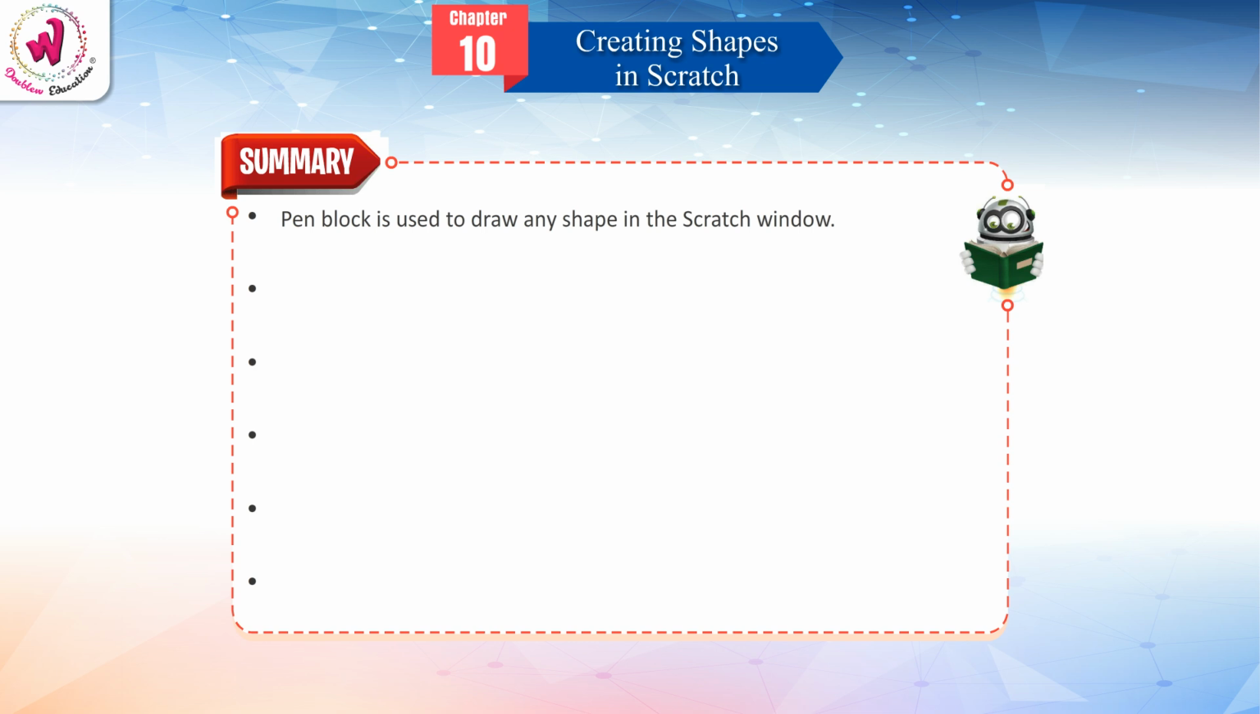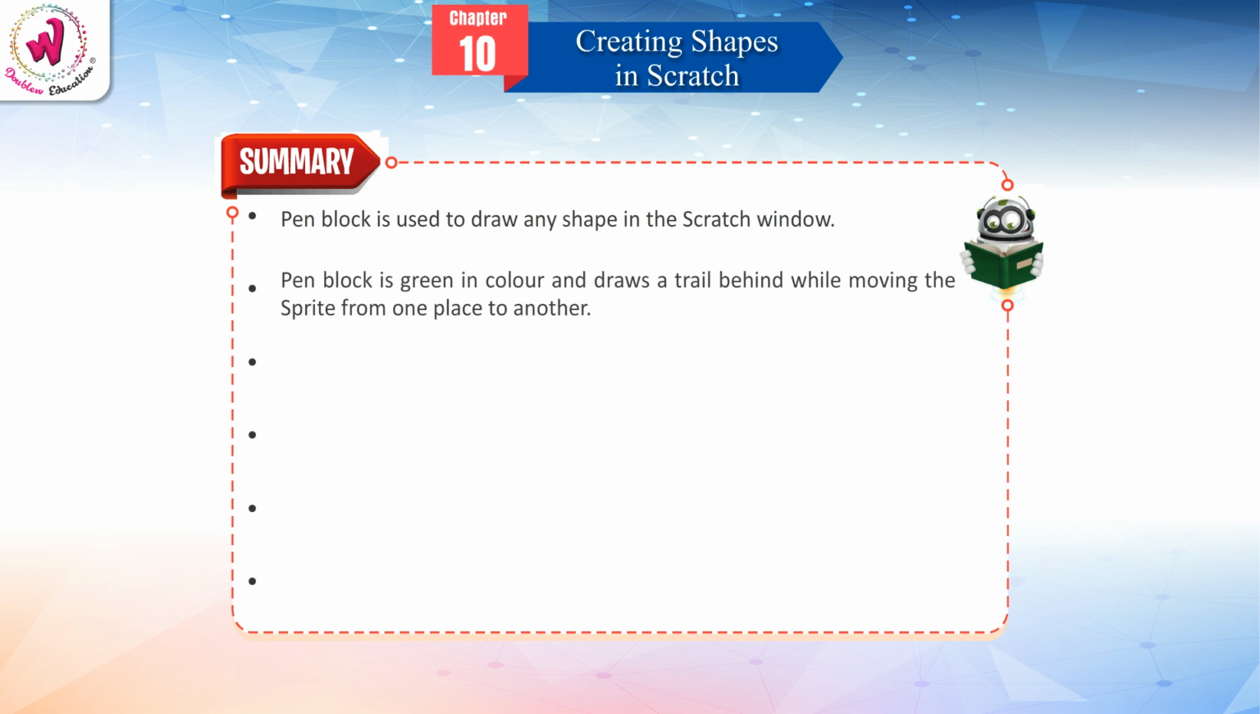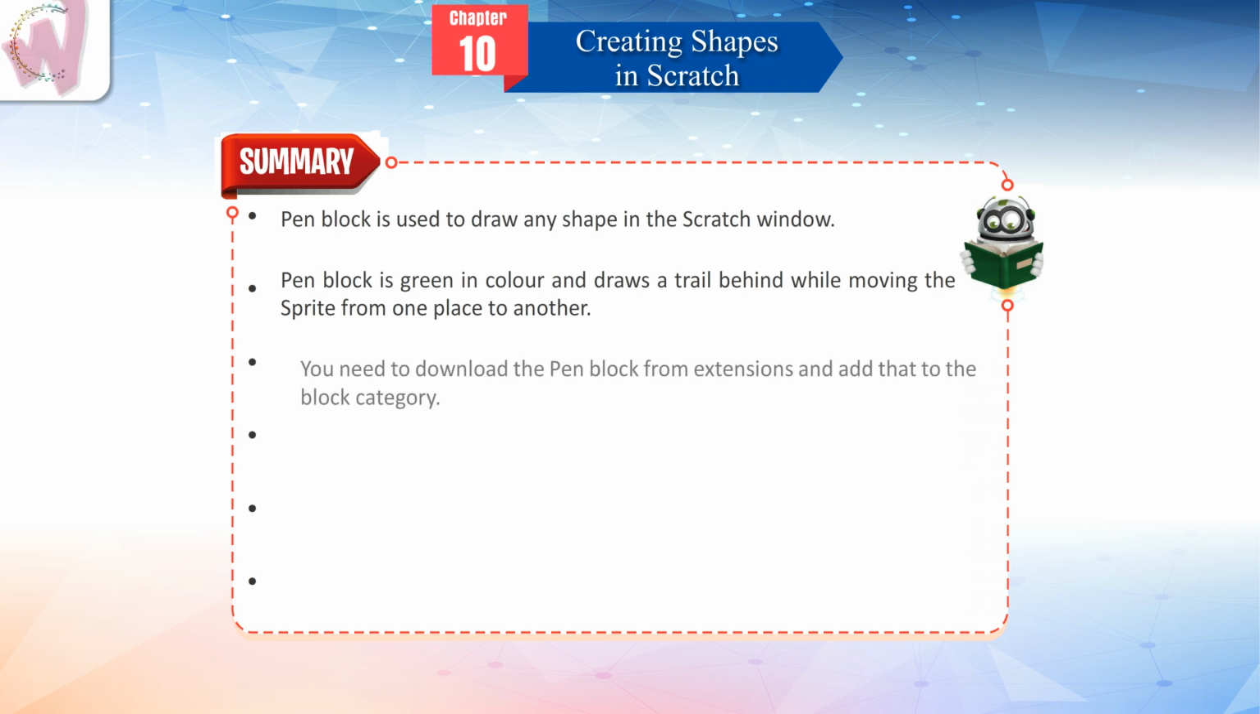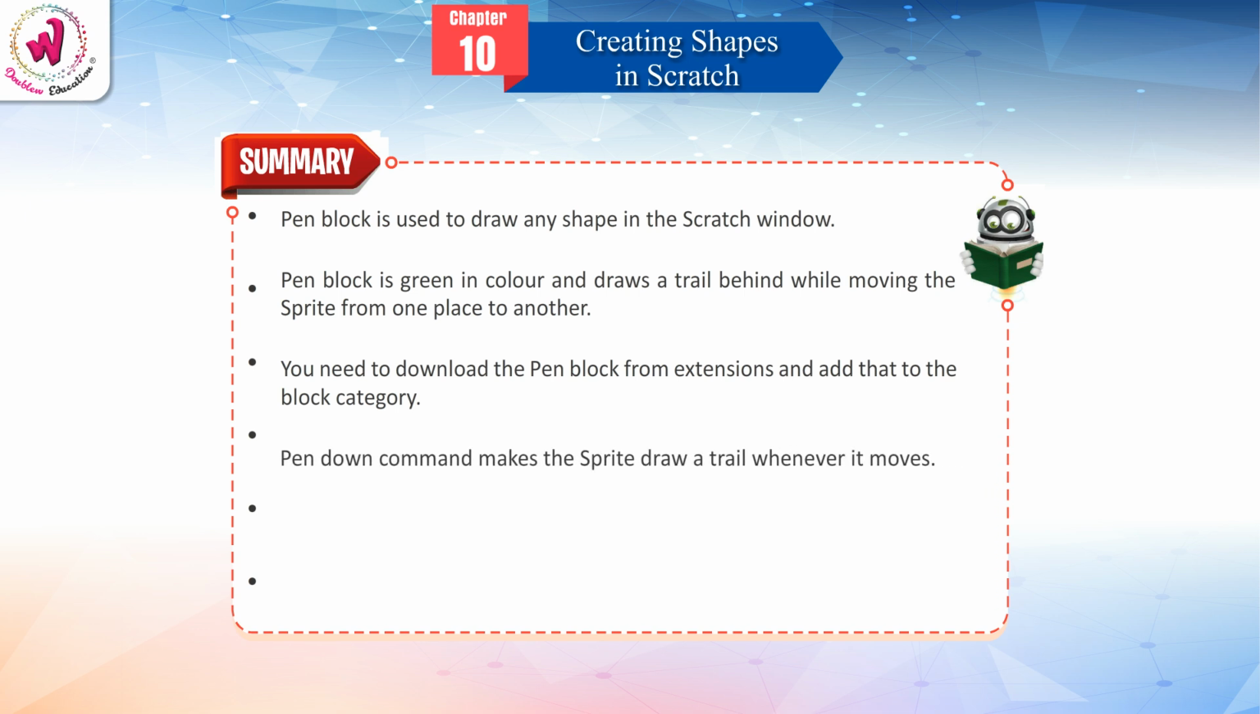Summary. Pen block is used to draw any shape in the Scratch window. Pen block is green in color and draws a trail behind while moving the sprite from one place to another. You need to download the pen block from extensions and add that to the block category. Pen down command makes the sprite draw a trail whenever it moves. Pen up command turns the sprite into non-drawing mode.